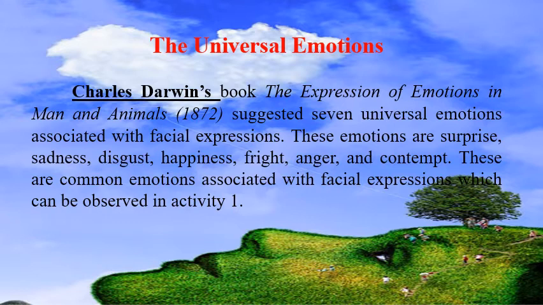In Charles Darwin's book, The Expression of the Emotions in Man and Animals, in 1872, he suggested 7 universal emotions associated with facial expressions. These emotions are surprise, sadness, disgust, happiness, pride, anger, and contempt. These are common emotions associated with facial expressions which can be observed in the previous activity that we had.